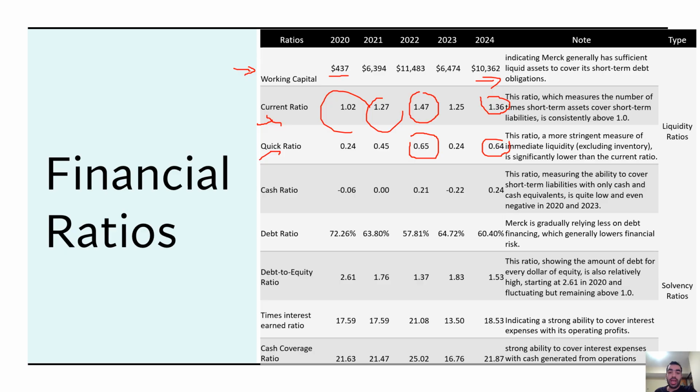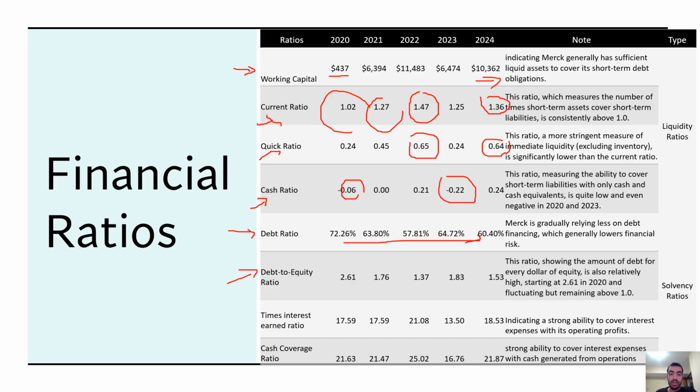If we look at the cash ratio, it is fluctuating at low values, negative in 2020 and 2023. So it's suggesting a reliance on other current assets beyond cash to meet obligations. If we take a look at the debt ratio, it improved from 2020 to 2024. All along the years, the debt ratio has improved, reflecting reduced reliance on debt financing.